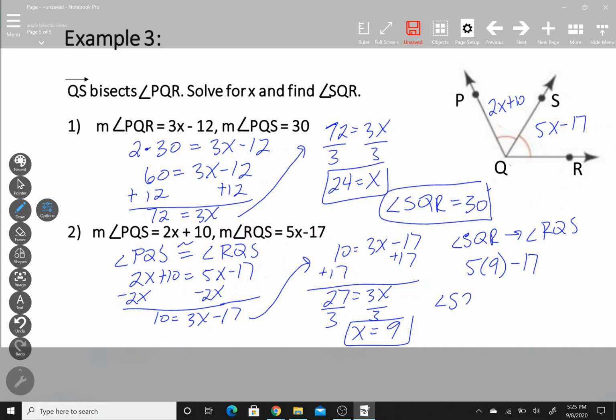So angle SQR, well, what is 9 times 5? It's 45 minus 17, and you get 28. So it's 28 degrees. All right, guys, so that's all there is to it for angle bisectors. I will see you in the next one.